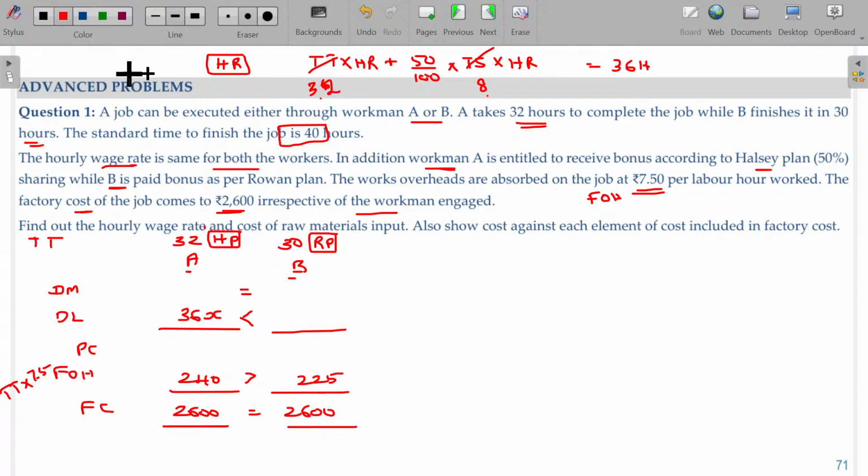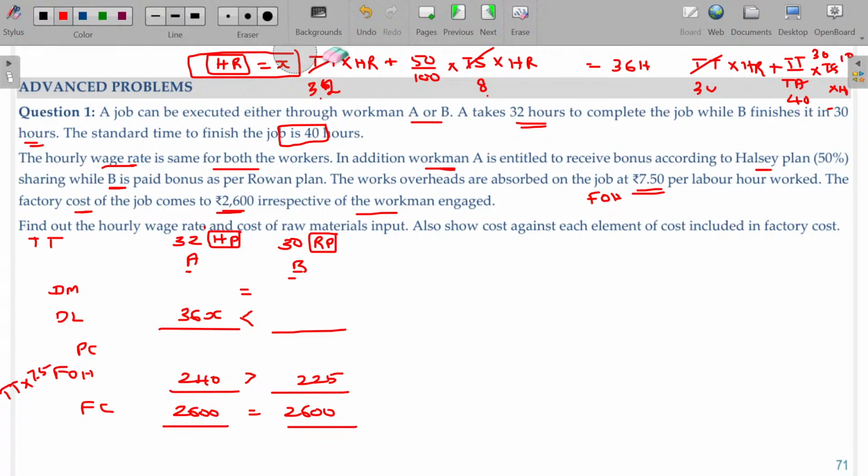I can assume that the hourly rate is equal to X. In case of B, what happens? Time taken into hourly rate plus time taken by time allowed into time saved into hourly rate. Time taken being 30, time allowed being 40, time saved being 10. 7.5%. This one being 30.